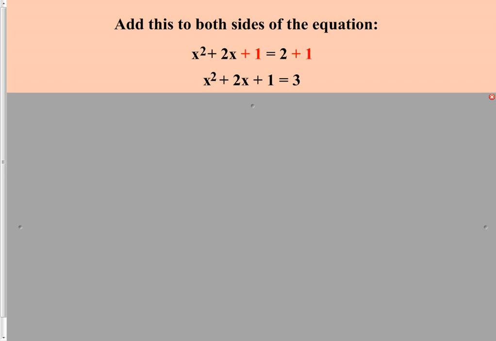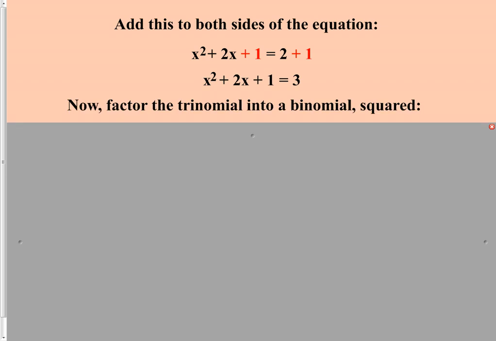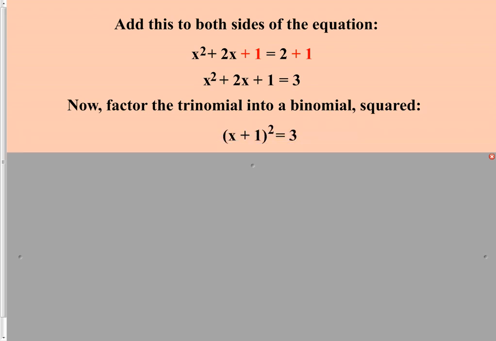Now, the way we have engineered this new trinomial is it can factor into a binomial squared, as we've already seen. The binomial will be assembled by taking the square root of the x squared. Square root of x squared is going to be x. The trail term will be the square root of our new constant, which is square root of 1. That is 1. And our sign between those two will be plus because our original b term was positive to begin with. So we have x plus 1, squared, and it equals 3.